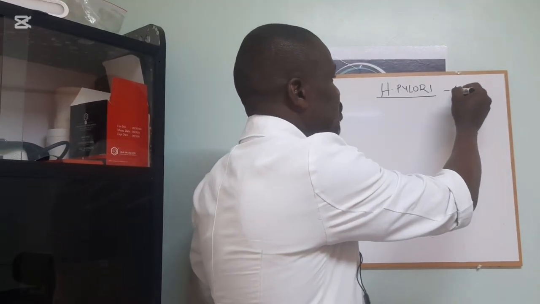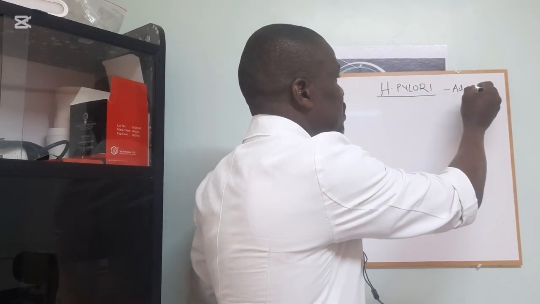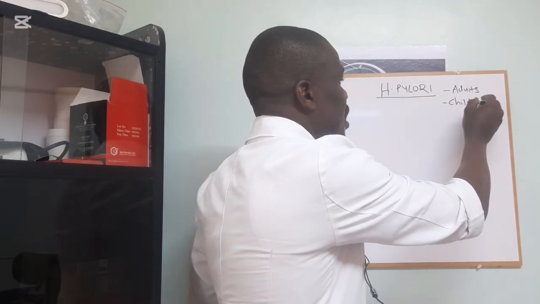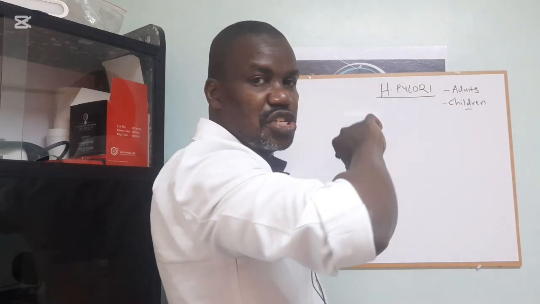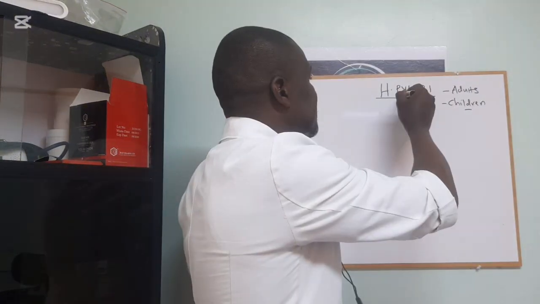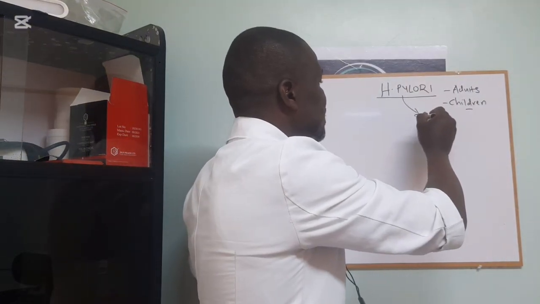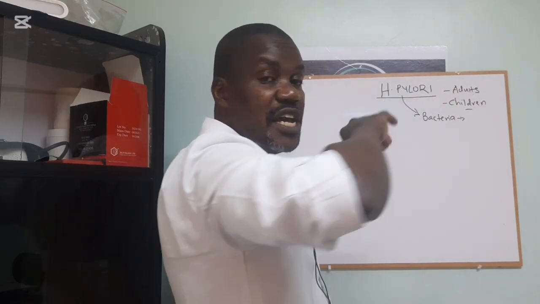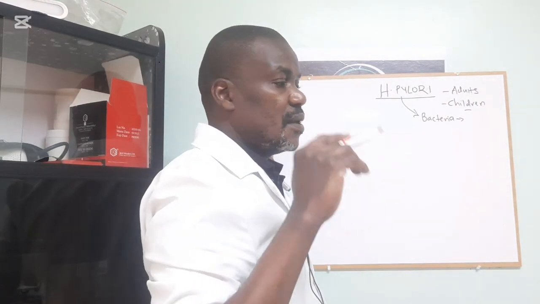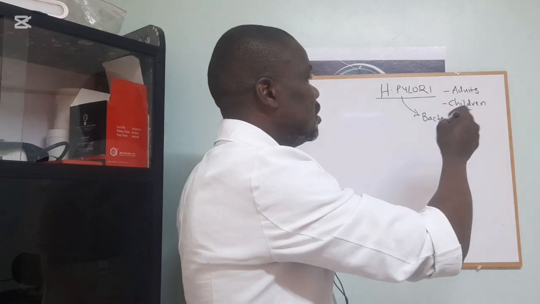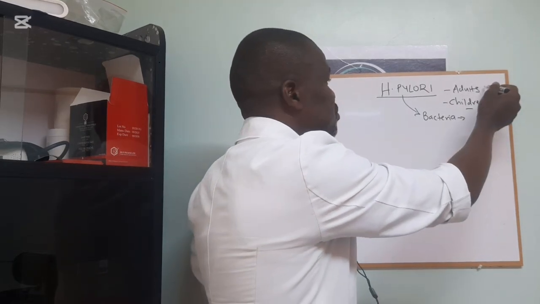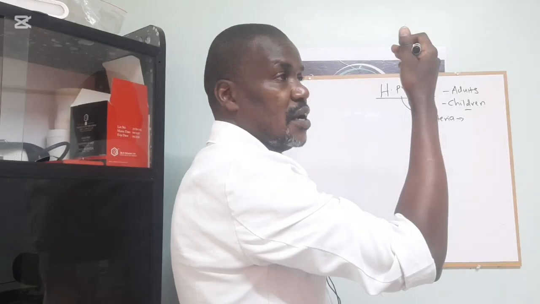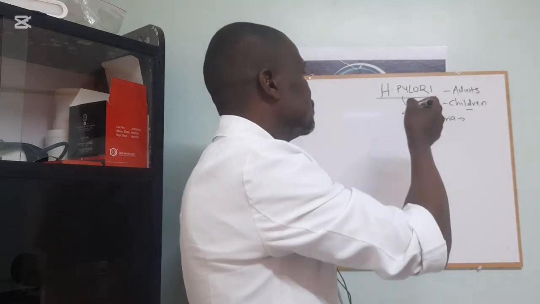So, H. pylori we know is very common in adults, but we also look at how it happens in children. The bacteria, because H. pylori is a bacteria, is the same, but you will realize differences between children and adults in terms of the presentation and even in terms of the treatment.